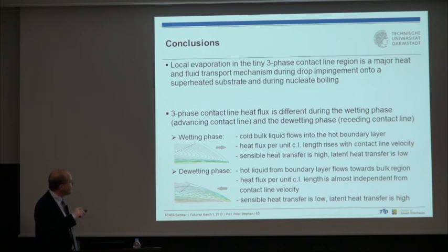That means that here in this wetting situation, the heat flux per unit contact line rises with contact line velocity, while here it's almost independent of the contact line velocity, we found out. And it also means that here sensible heat transfer is rather high, because the high temperature gradients are here, far away from the interface.